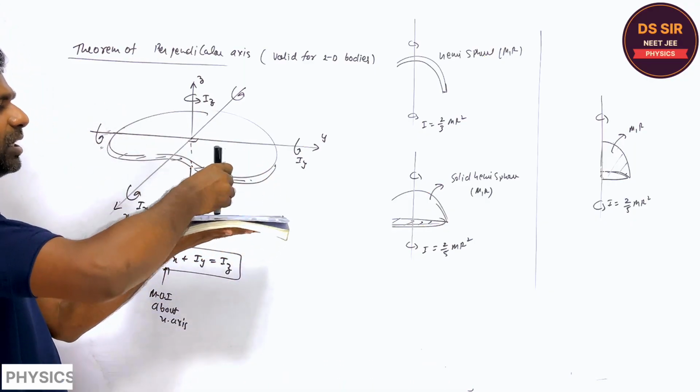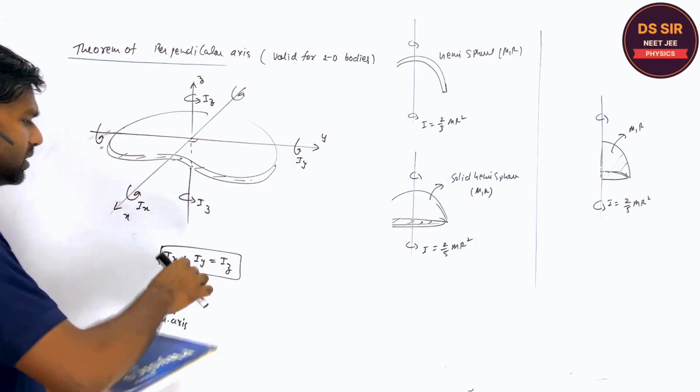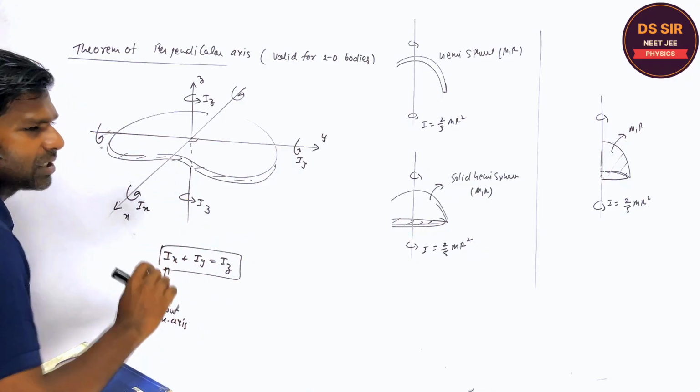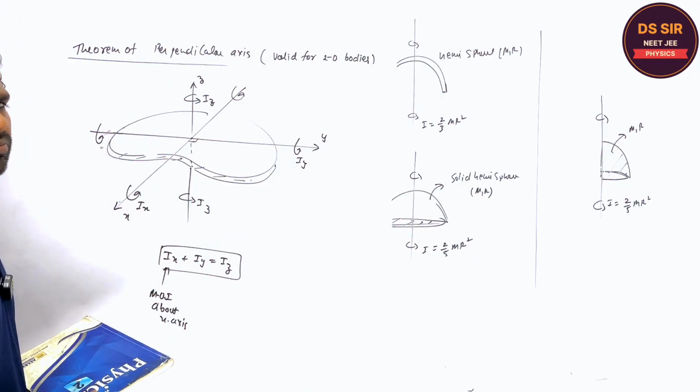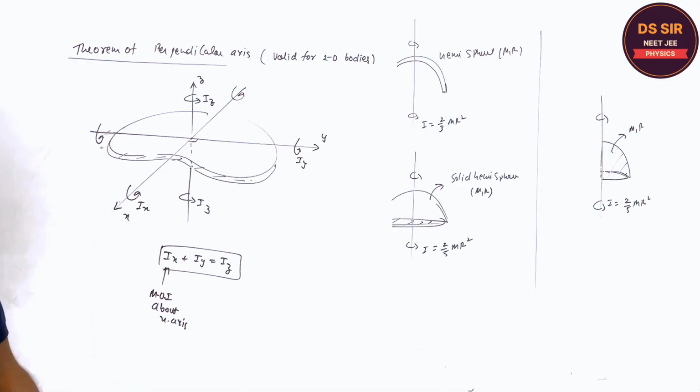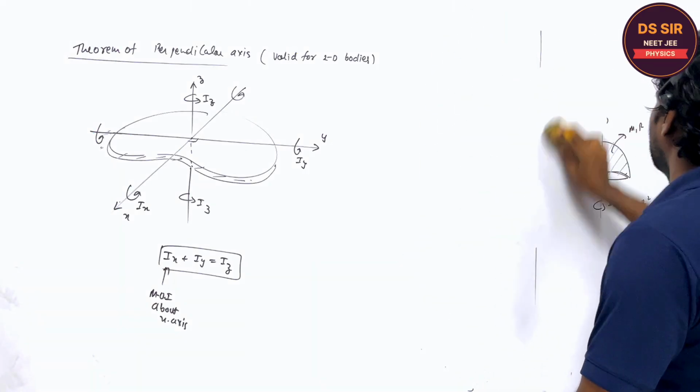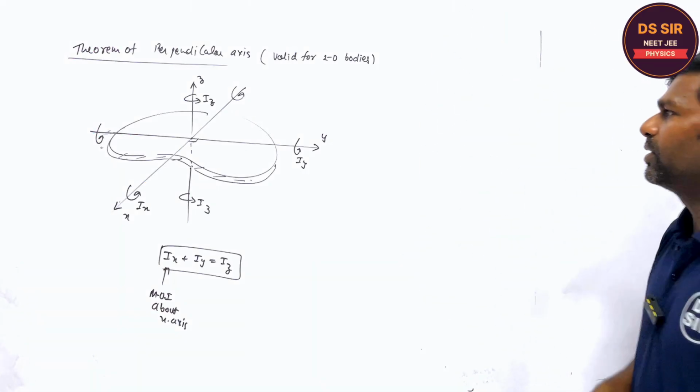So then we can write the moment of inertia about the z-axis. Iz is equal to Ix plus Iy. This is called the theorem of perpendicular axes. Please copy this. You can do some questions based on the theorem of perpendicular axes.